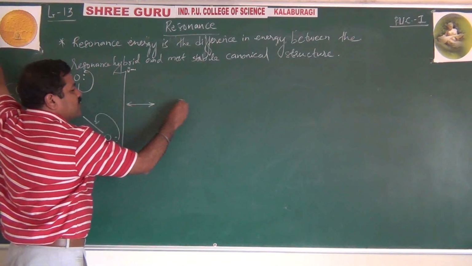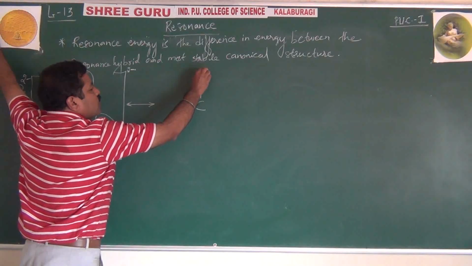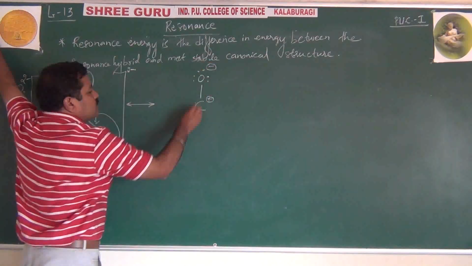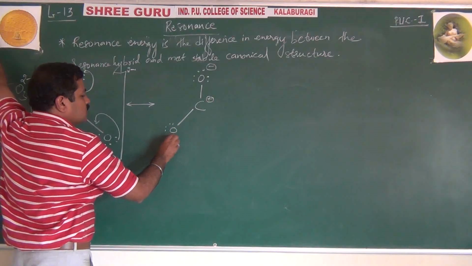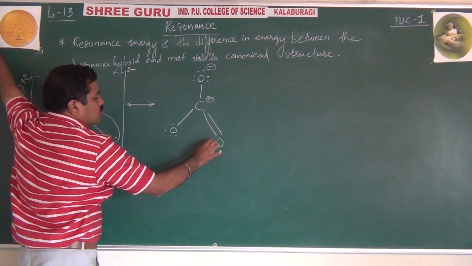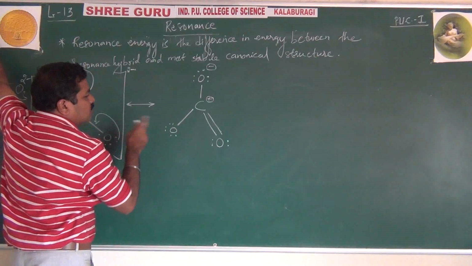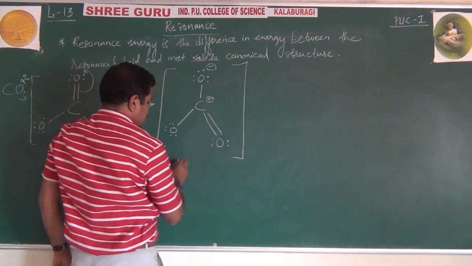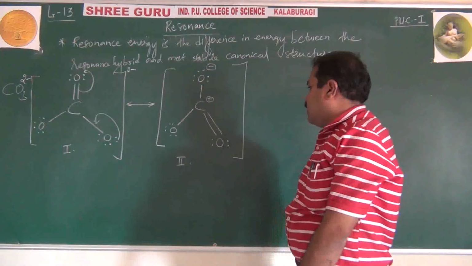The second resonance structure for carbonate is a single bond O with 2, 4, 6 electrons, positive, and here as well 2, 4, 6, and here it's a double bond because these electrons shifted, a lone pair shifted to form a pi electron. This is the second resonance structure. Got it? Very simple.